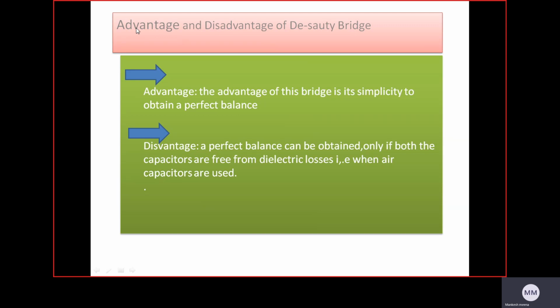Then we discuss the advantages and disadvantages of the bridge. The advantage of this bridge is its simplicity in obtaining a perfect balance. Disadvantage: a perfect balance can be obtained only if both the capacitors are free from dielectric losses, for example, when air capacitors are used.